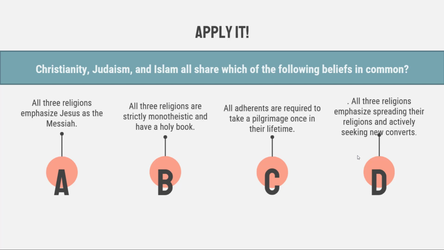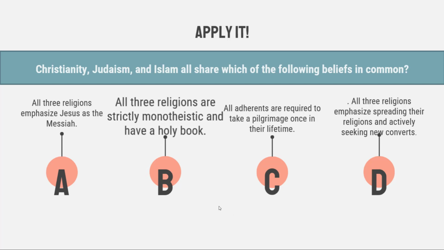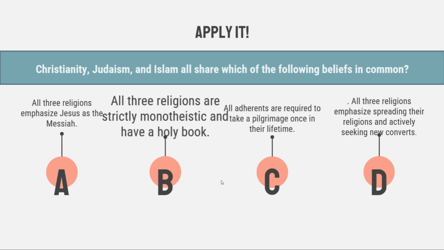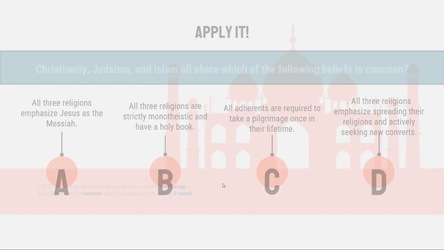So the question here is, Christianity, Judaism, and Islam all share which of the following beliefs in common? Is it A, all three religions emphasize Jesus as the Messiah? B, all three religions are strictly monotheistic and have a holy book? C, all adherents are required to take a pilgrimage once in their lifetime? Or D, all three religions emphasize spreading their religions and actively seeking new converts? So, if you remember correctly, based on everything that we talked about so far, you would know that this one is the correct one. All three religions are strictly monotheistic and have a holy book.